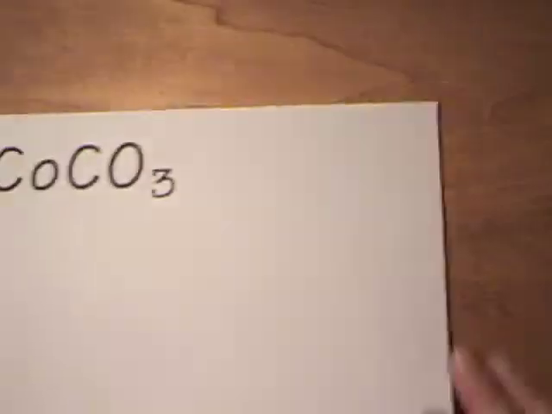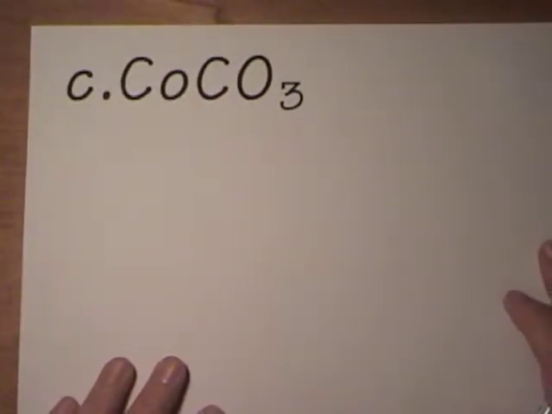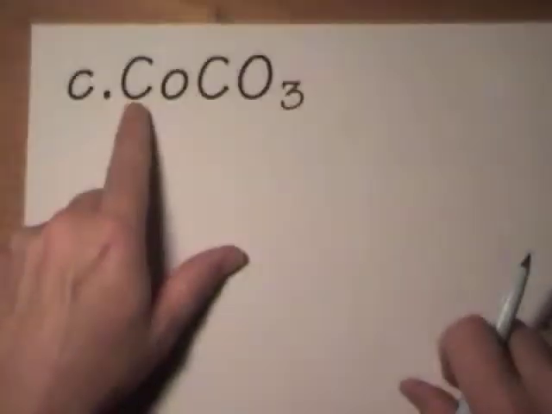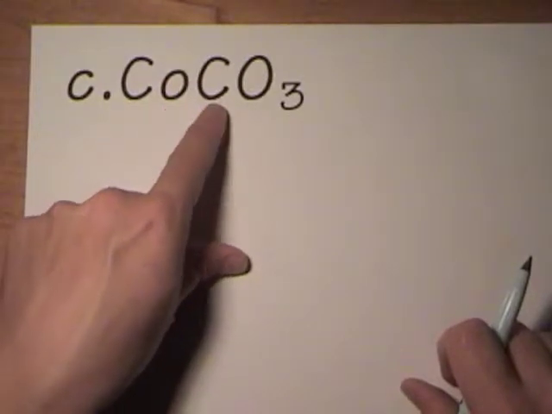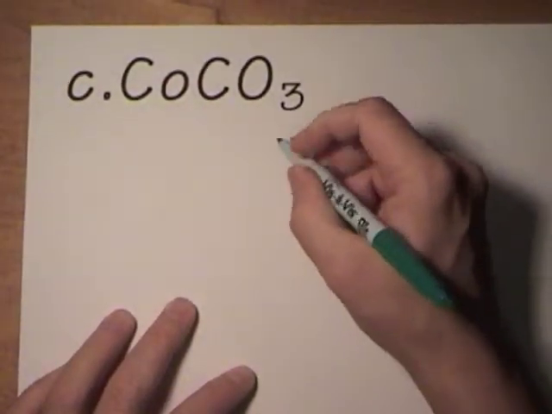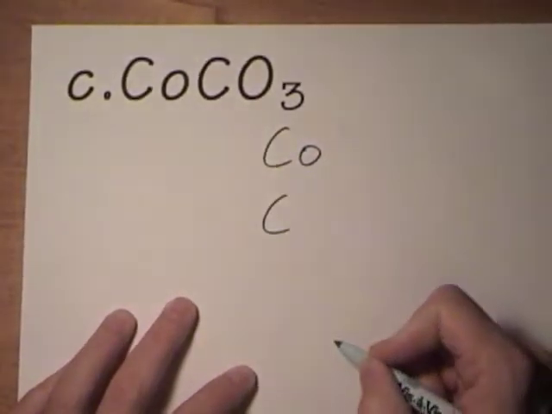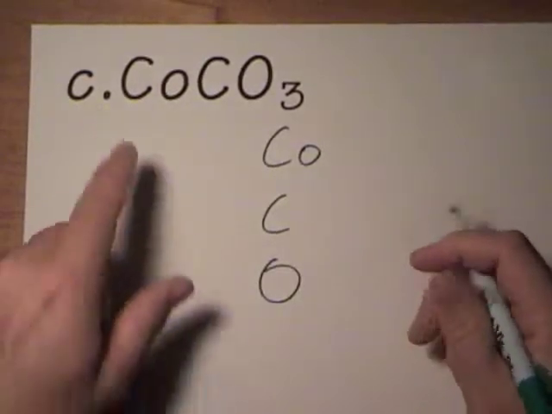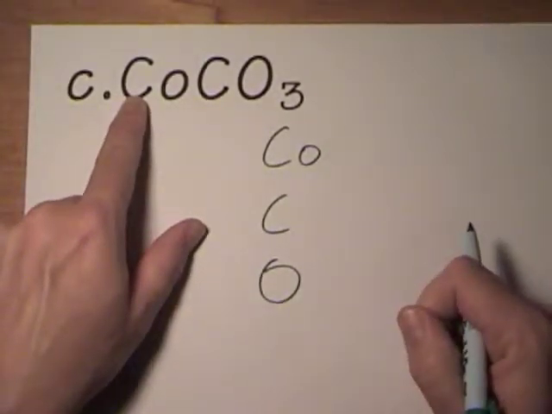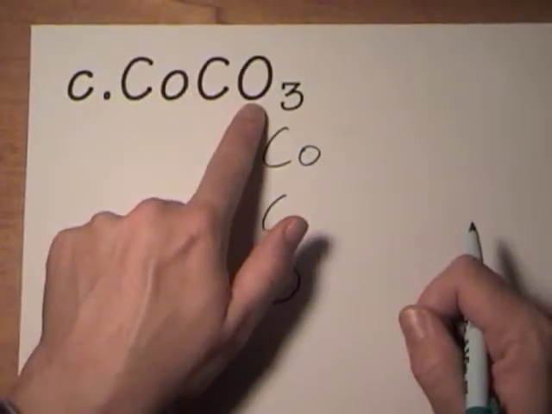Next example. This is cobalt carbonate. I use this one because I want you to see that sometimes you have to be really careful about lowercase and uppercase letters. If I list the elements in this compound, the first one is cobalt, and the next one is carbon, and the next one is oxygen. Element symbols always start with a capital letter. So this is one element symbol. Here's another one, and here's another one.